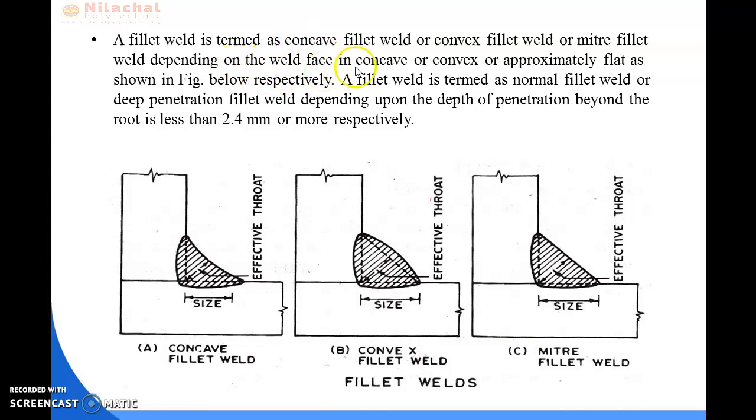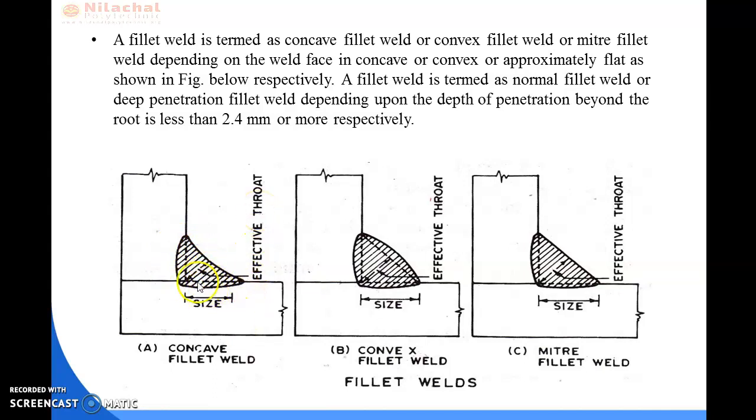Okay. So in the case of the convex fillet weld, you can see here the face of the fillet. You can see this portion looks like a curved section which is downward in direction, and this portion, that means the center of the fillet, is known as the effective throat.